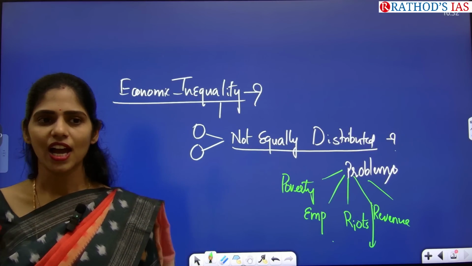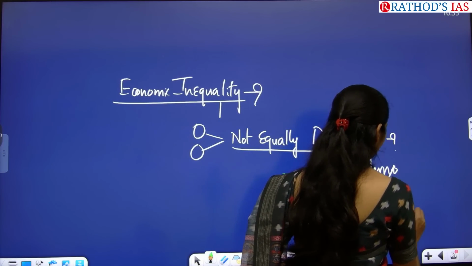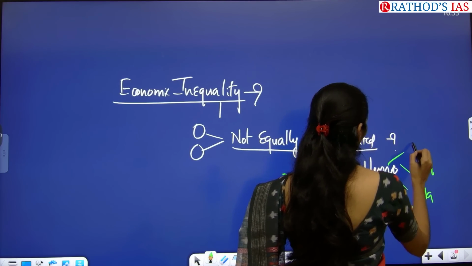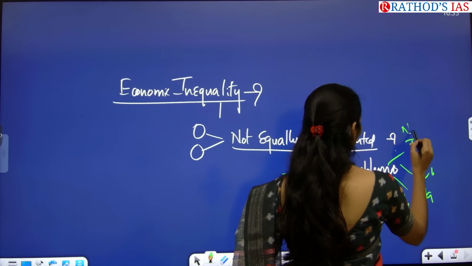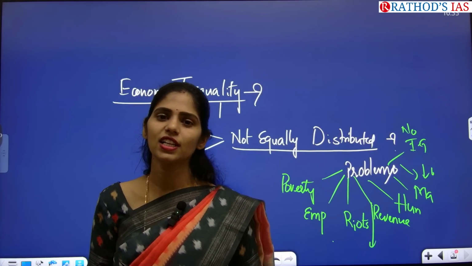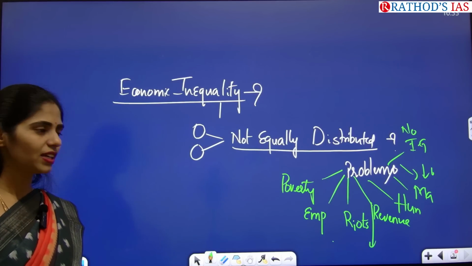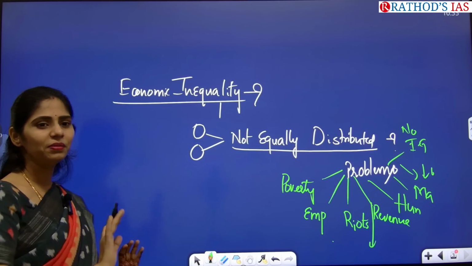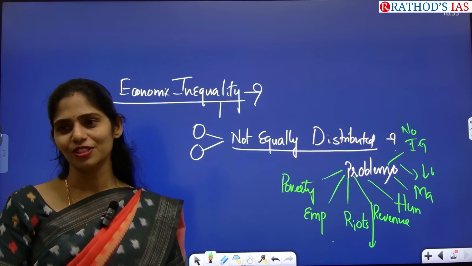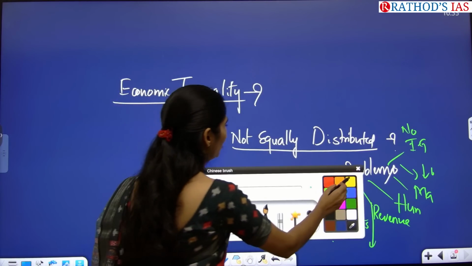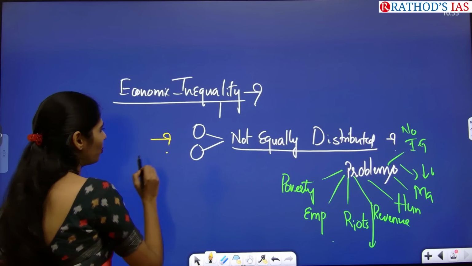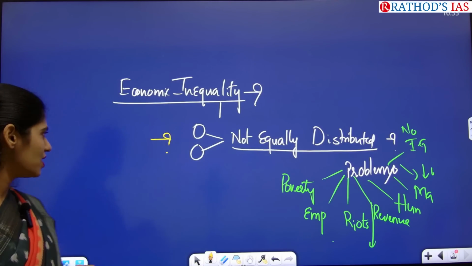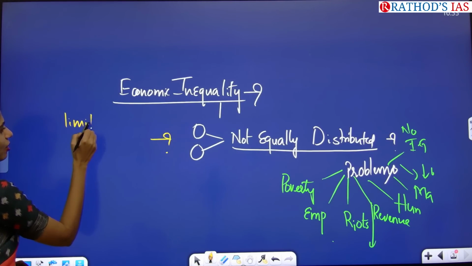Hunger increases, malnutrition, women empowerment will be decreased. There will be no inclusive growth, inclusive policies, inclusive development. Yes, it will undermine economic development. So, okay, you know about the problems of not equally distributing your resources. Now, my question is, why is there no proper equal distribution of resources? Yes, very good. If resources are limited, there will be no equal distribution.